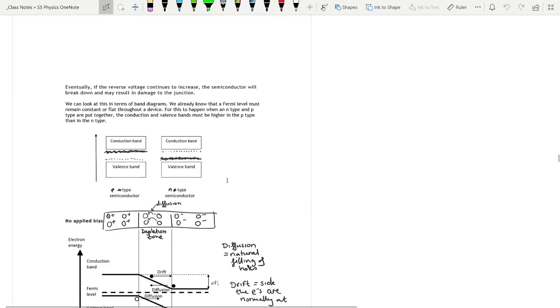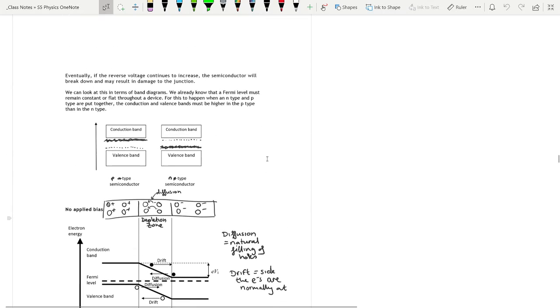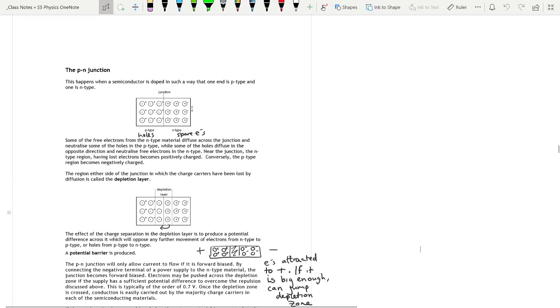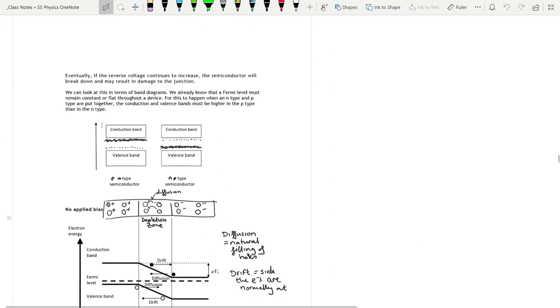So I've got a little diagram here of how we can talk about the bands in this. I've just swapped around the P-type and the N-type here because it makes it a little bit easier to look at. So we've got P-type next to an N-type. In a P-type semiconductor, we have got the holes in the bottom, and in the N-type, we've got the electrons in the top in the conduction band.